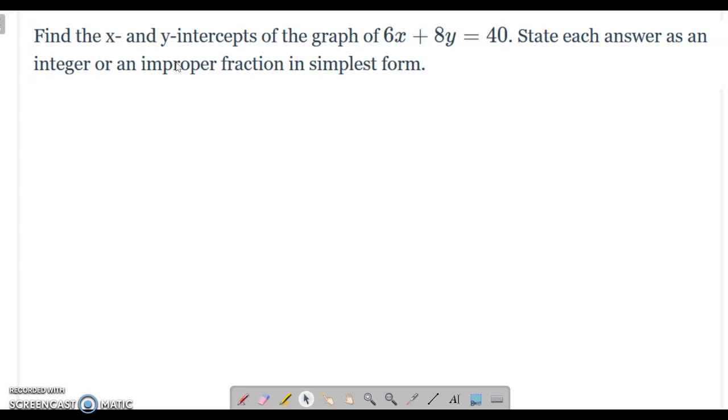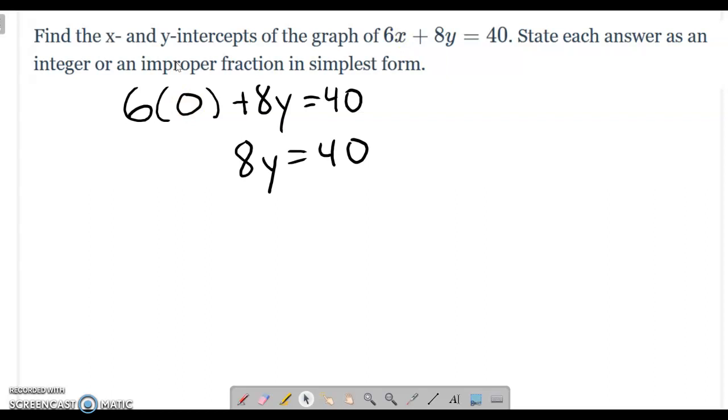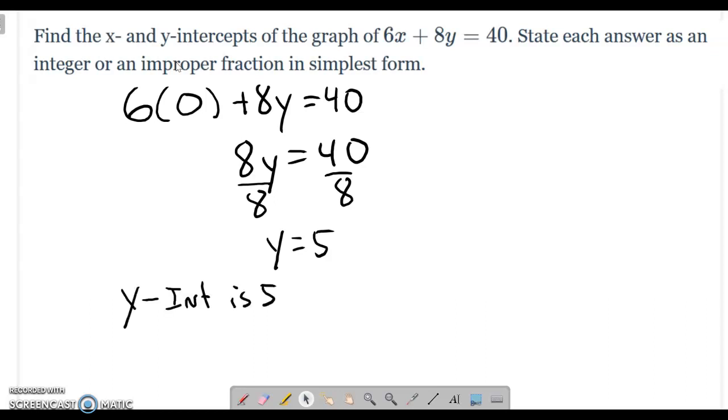Well, the y-intercept is when x is 0. So what we're going to do is plug in 0 for x. So once we plug in 0 for x, you get 0 times 6, which is 0. And then that's going to bring down 8y is equal to 40. Then we're going to divide by 8, and y is equal to 5. So we get y is equal to 5. So when x is 0, y is 5.